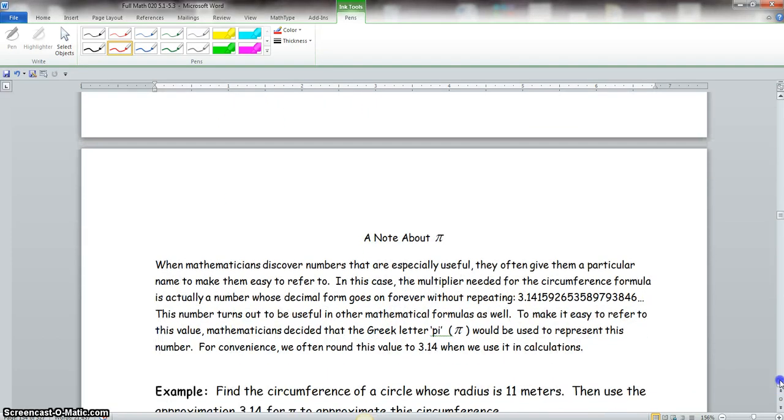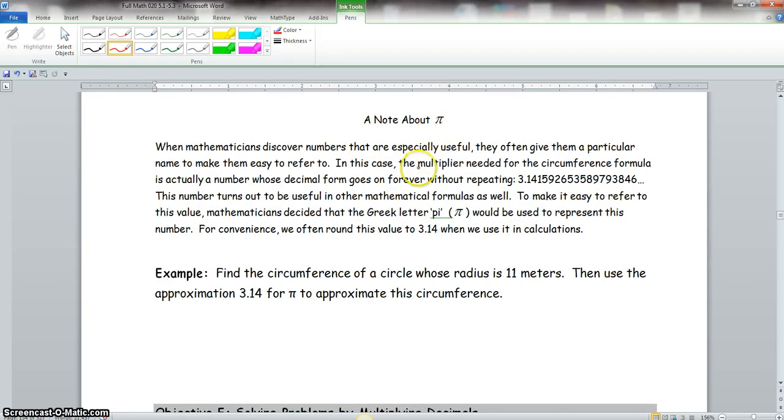Now we go down here. We have a note about pi. You can read this at your leisure, but let's take a look at this example. It says find the circumference of a circle whose radius is 11 meters. Then use the approximation 3.14 for pi to approximate the circumference. Since we're given the radius here, let's use the circumference formula with the radius. C is equal to 2 pi r. We're given that pi is approximately 3.14 and the radius is 11.